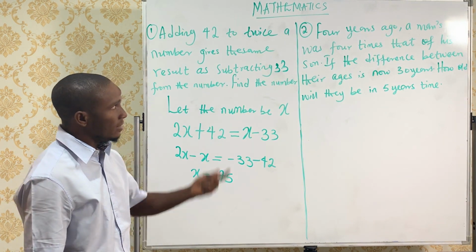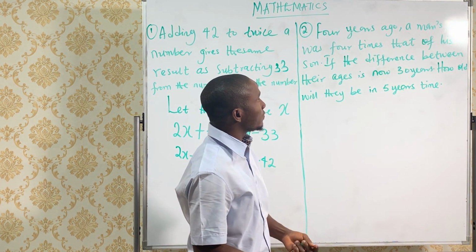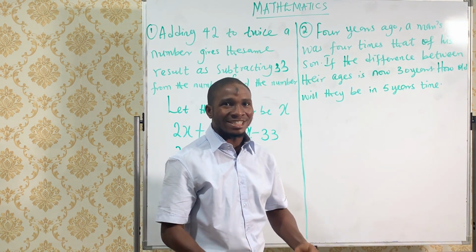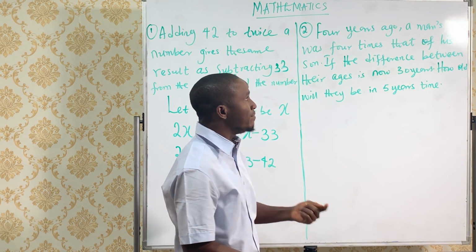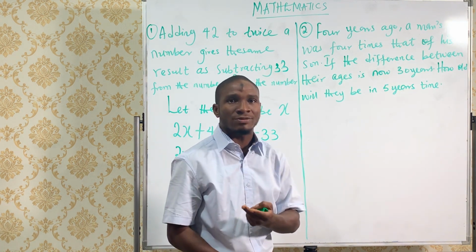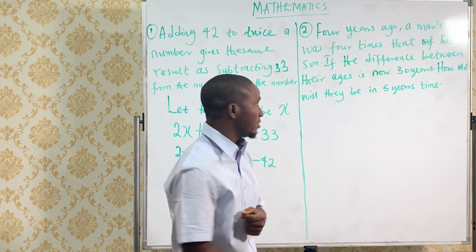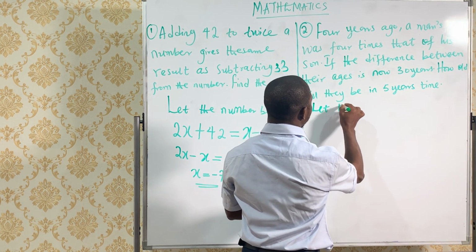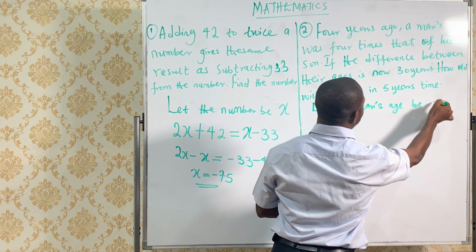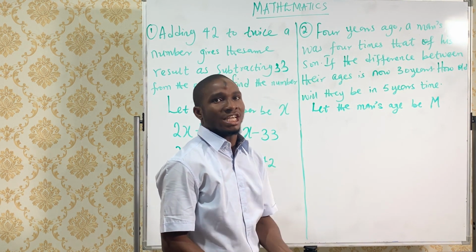That's the first question. Now, let's put another question here. 4 years ago, a man's age was 4 times that of his son. If the difference between their ages is now 30 years, how old will they be in 5 years' time? Now, when you look at this question, it is particularly about two different people, a man and a son. So the first thing is to represent both of them with an alphabet. You can say, let the man's age be capital letter M. That represents the man's present age.